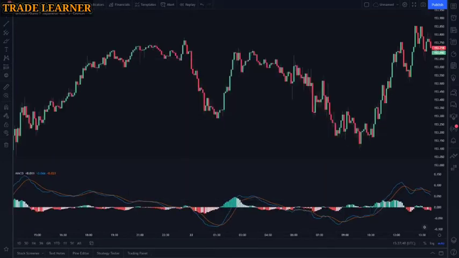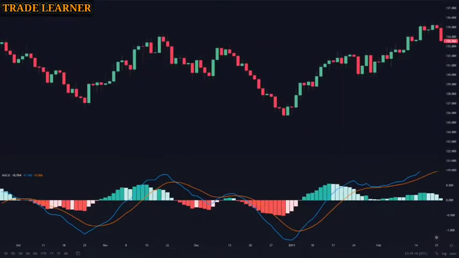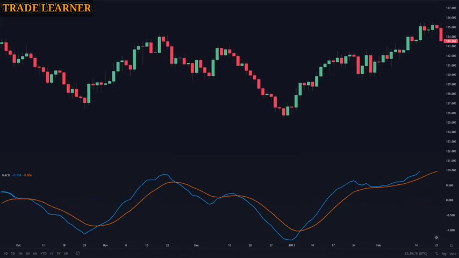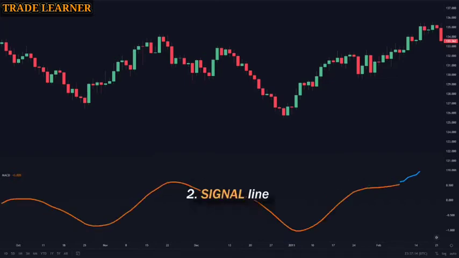Now, before we start, we first need to know how the MACD works. We can see here, there are four components to the MACD. First, we have these two lines, the MACD line and the signal line. Notice the difference between the two. The MACD line moves faster and is more sensitive to price changes, which will be the main focus of the MACD indicator. Compare that to the signal line, which reacts slower to price changes, therefore giving it a smoother appearance.